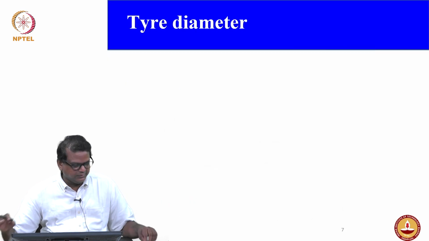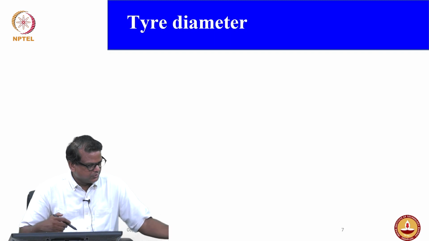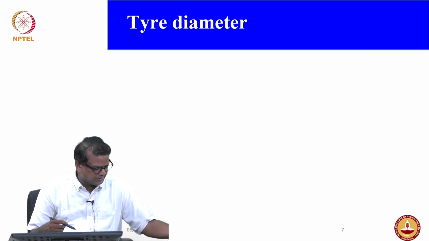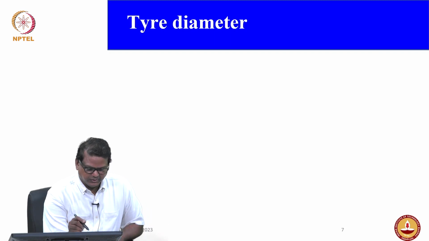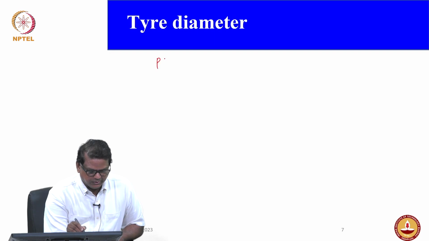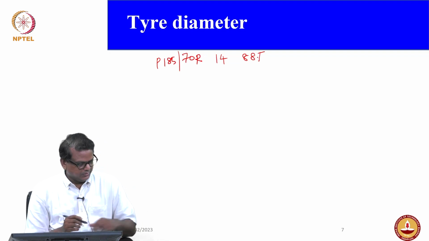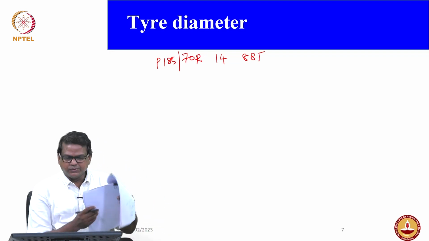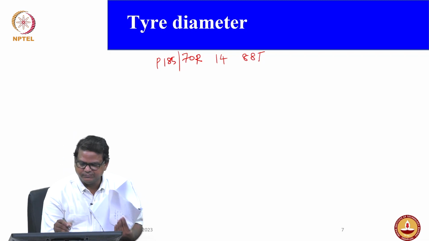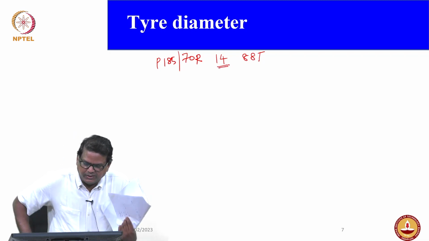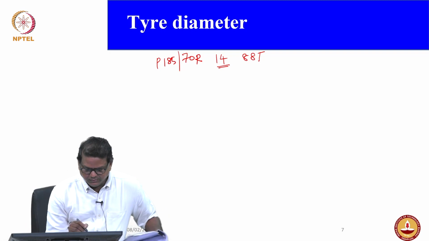So can we calculate the tire diameter? What is the problem given? The specification of the tire is given as P 185/70 R 14 88 T. This is what is given. As you are aware, the 14 is the rim diameter.